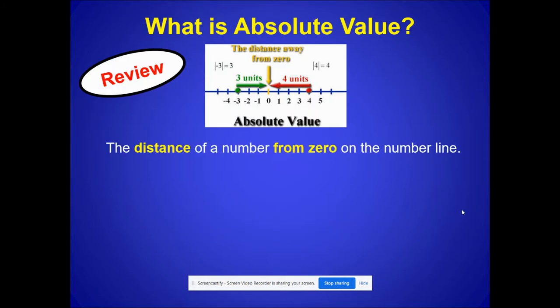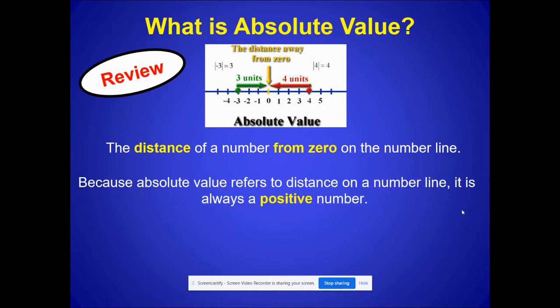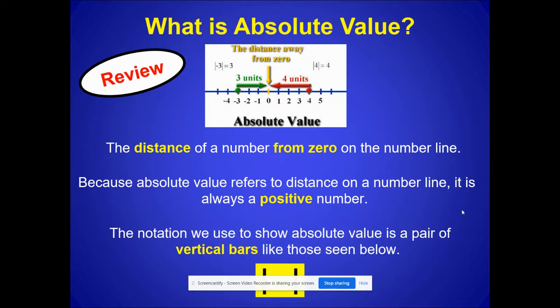Absolute value is the distance of a number from 0 on the number line. Because absolute value refers to the distance on a number line, it is always a positive number. The notation we use to show absolute value is a pair of vertical bars that look like these.